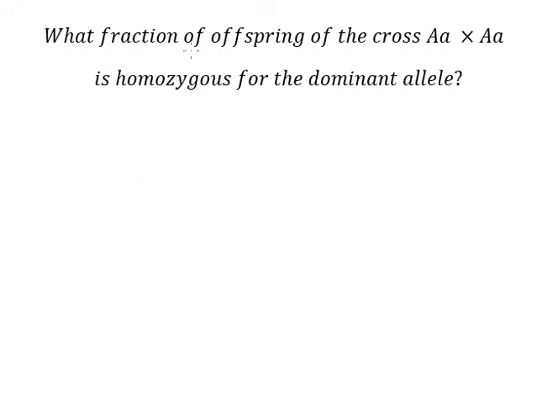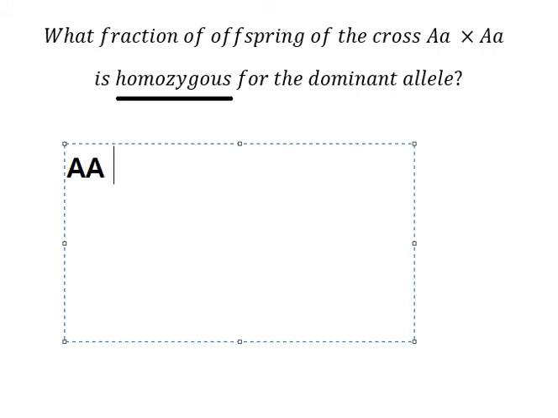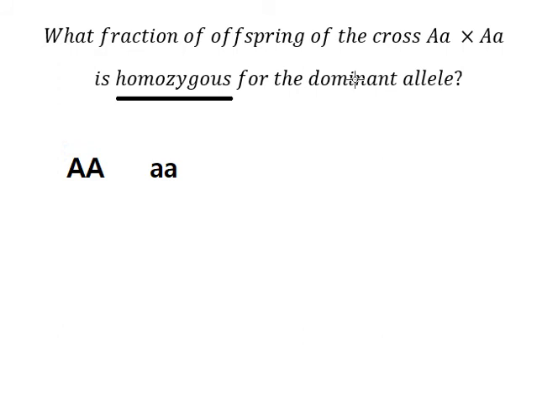What fraction of offspring of the cross capital A small a with capital A small a is homozygous for the dominant allele? So now I want to show you how to answer. We know that homozygous, they should be about capital A or small a. But in the question, they want the dominant. So that means we need to find about this one.